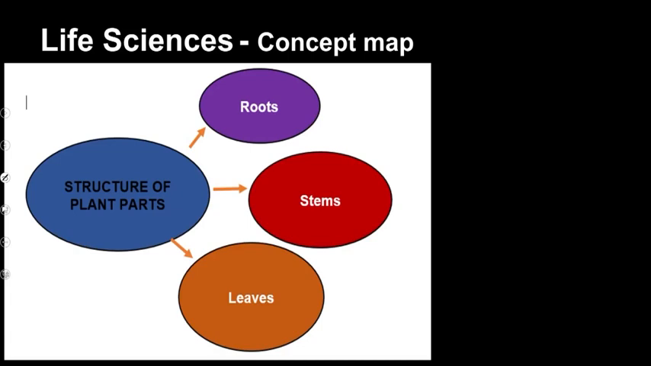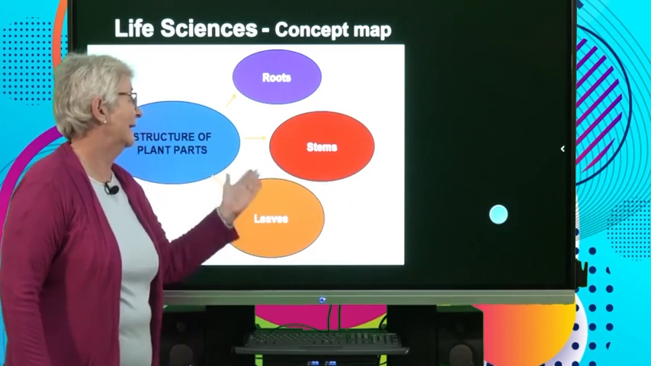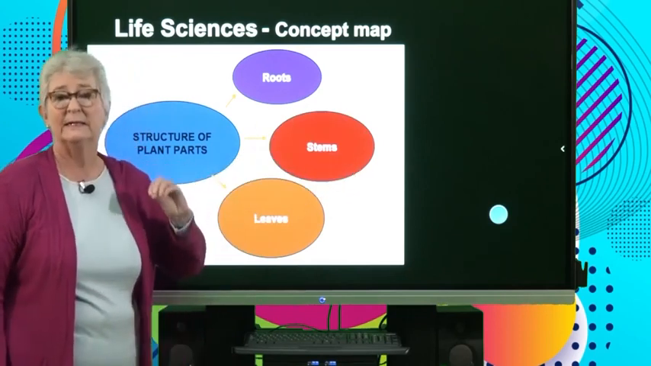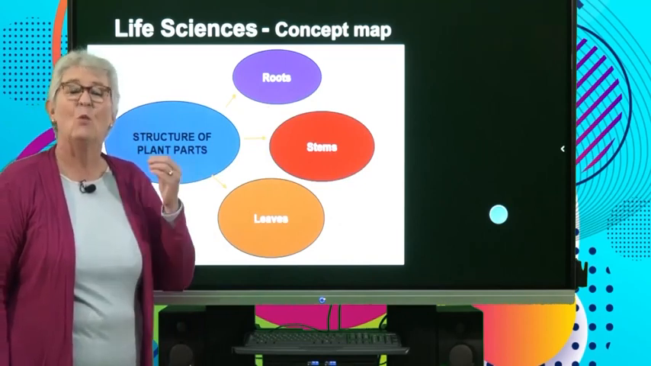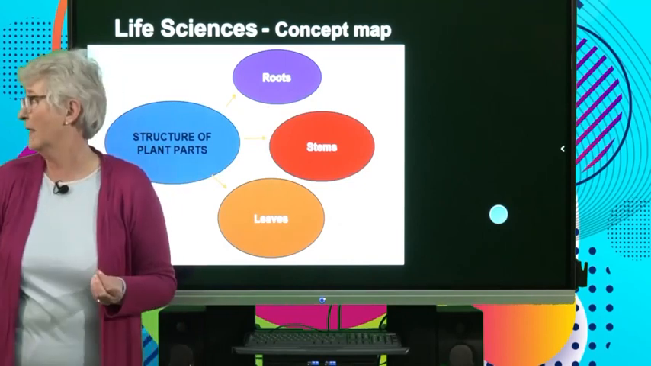So what we're going to be looking at, what do we find in a stem? Not only what types of cells do we find, but where they are. In other words, how they are arranged.